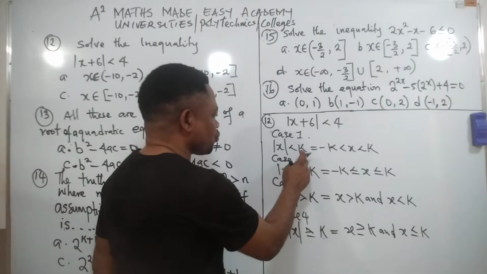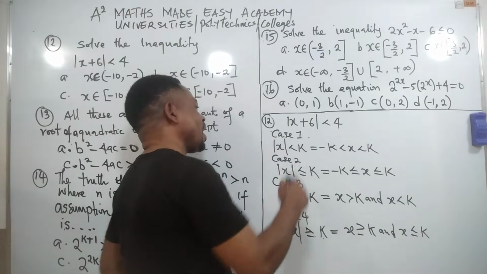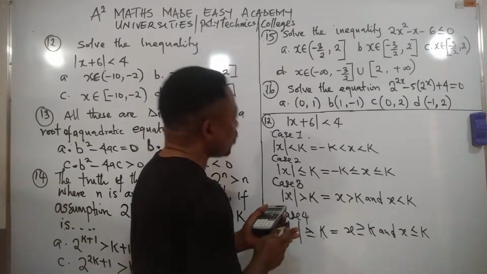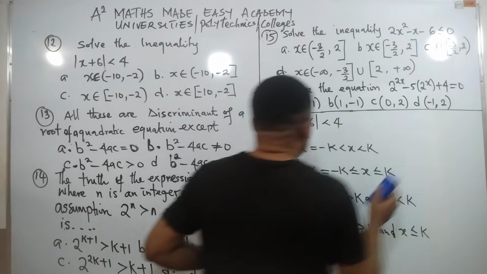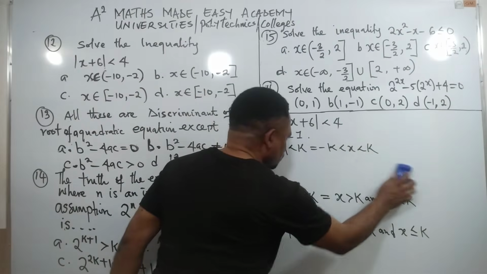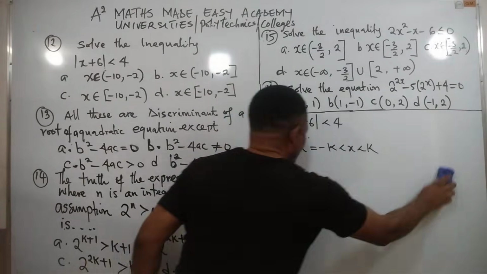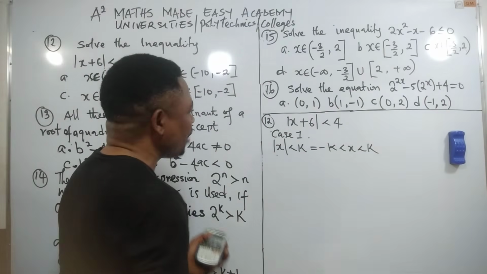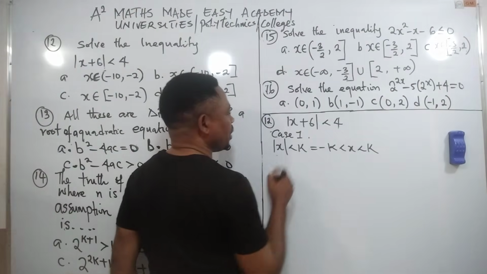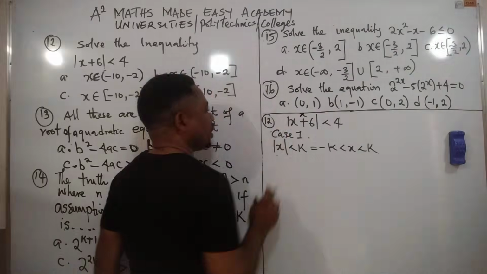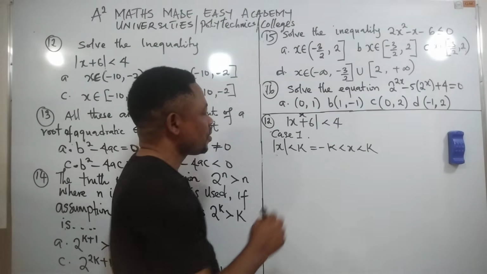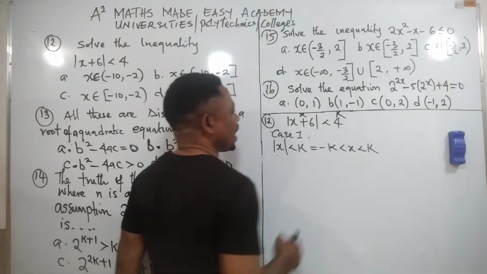Now if you observe case 1, you find out that case 1 is exactly similar to question number 12. So which means we are going to use case 1 to solve this problem. Are you with me now? Now, how do we solve this problem? I want you to watch. You observe that this is an absolute value. The whole of this inside the absolute value is considered as x, while the one outside is considered as k.